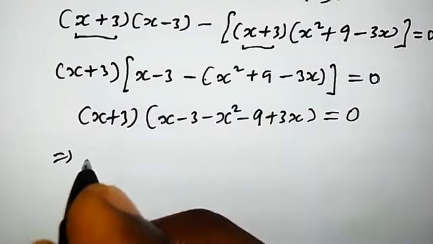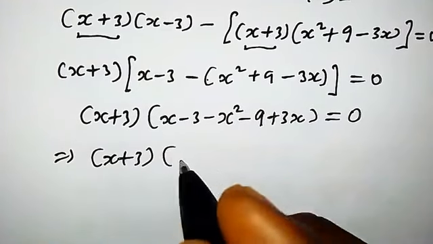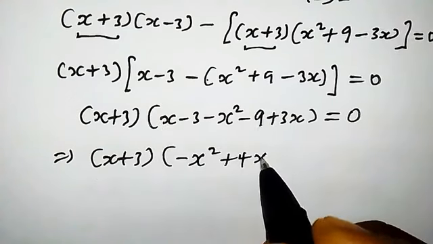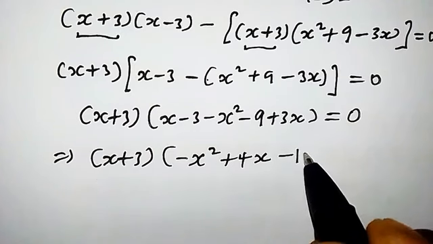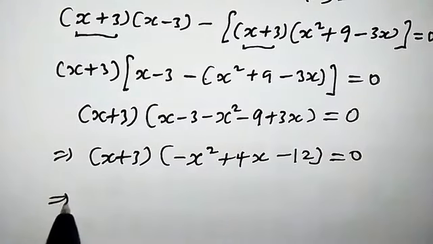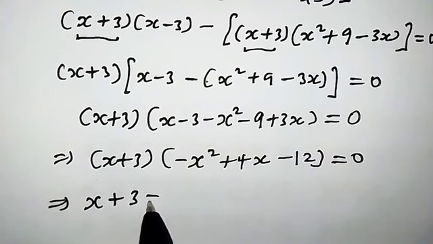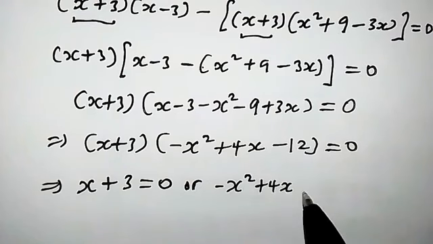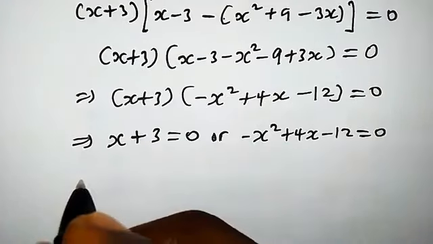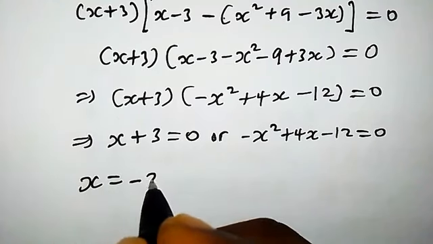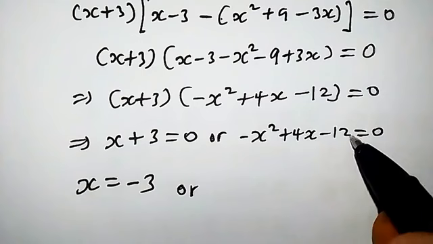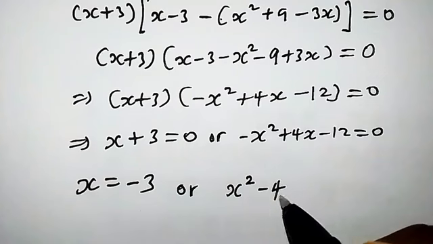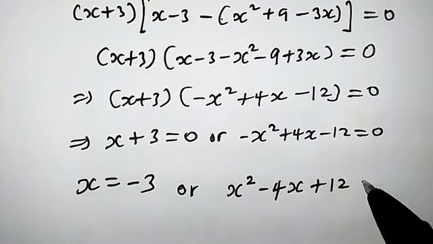So we proceed further. So this implies that x plus 3 times, we have negative x square, x plus 3x, that is 4x, minus 3 minus 9, that is negative 12, equals 0. This implies that x plus 3 is equals to 0, or negative x square plus 4x minus 12 is equals to 0. So for the first solution, we have x to be equals minus 3, or, so let's consider this guy. When we multiply both sides by negative, we're going to have x square minus 4x plus 12 equals 0.